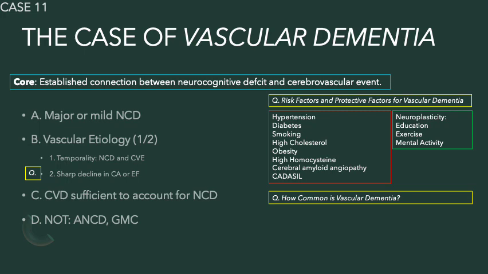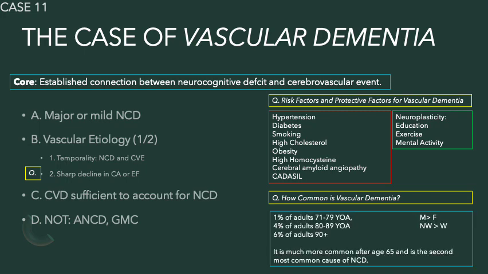In responding to the question, how common is vascular dementia? 1% of adults aged 71 to 79 are afflicted, 4% of adults aged 80 to 89, and 6% of adults over the age of 90. It's more common in males than females, and in non-white people versus white people. It is much more common after the age of 65, and it is the second most common cause of neurocognitive disorder.